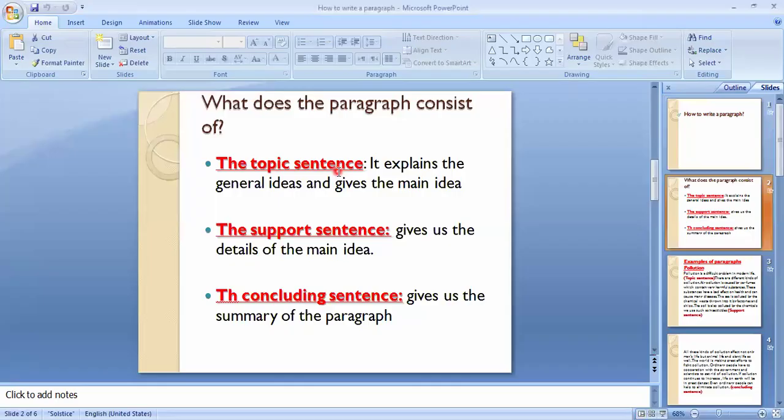Topic sentence means I give you a general idea or the main idea. Then with the support sentence, I give you the details about this idea. The concluding sentence is the summary or the brief of our idea. Let's see this in the paragraphs that we learned during this term.